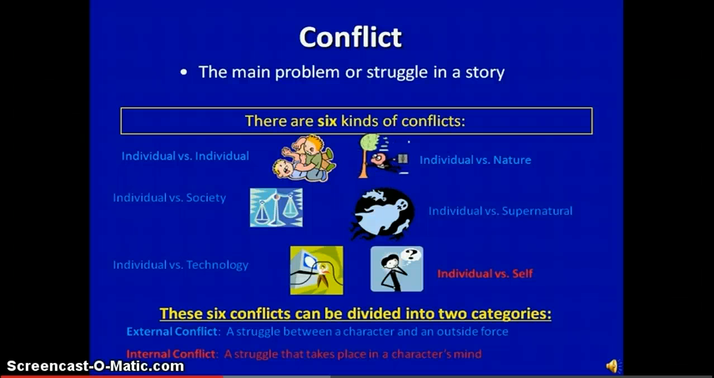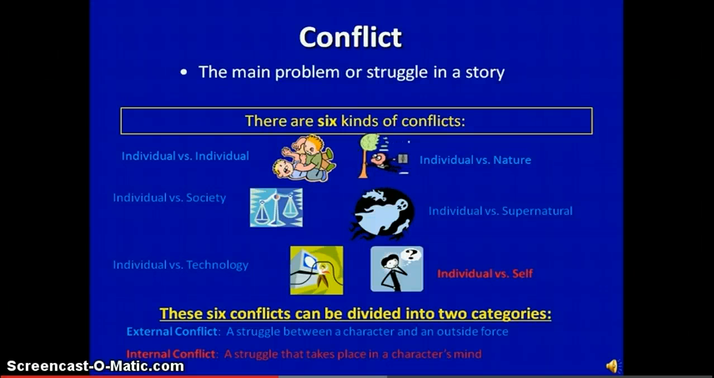So the first type of conflict is individual versus individual, and if you look on the left, you can see our 2 little guys scuffling there. Now, an individual versus individual conflict can be physical, but doesn't have to be. It can also be a conflict of ideas. For example, think political parties. You don't see the presidential candidates getting up and physically fighting each other, but you see them arguing over ideas. That's a type of individual versus individual conflict.